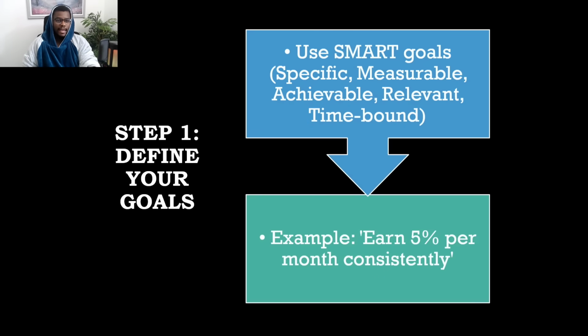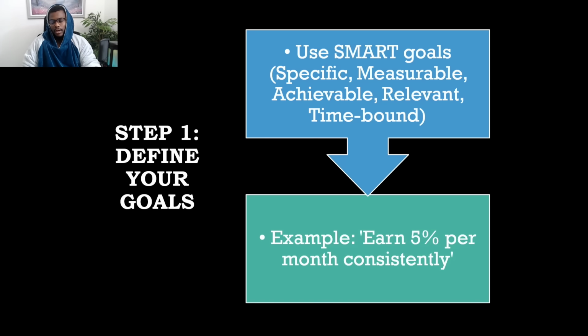So we're going to start with the first step, which is to define your goals. Before you do anything, you need to have an objective, an aim of what you want to achieve at the end of the day. The same applies with trading. You can set a goal for yourself for the week or for the month, and it has to be a SMART goal, which means it has to be specific, measurable, achievable, relevant, and time bound.